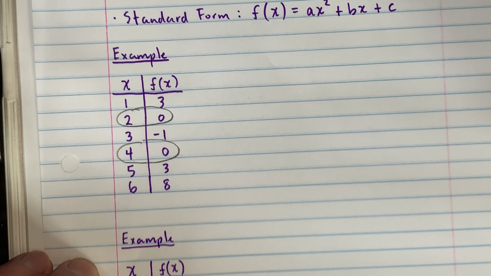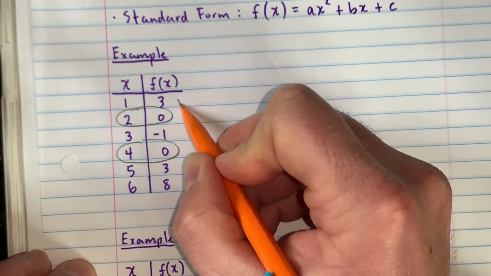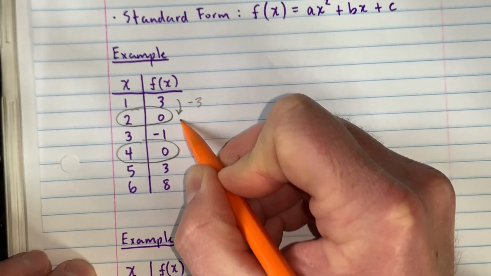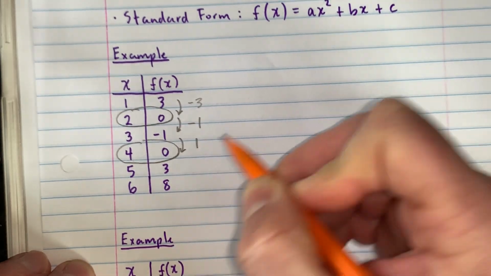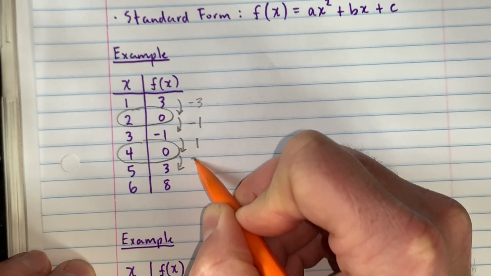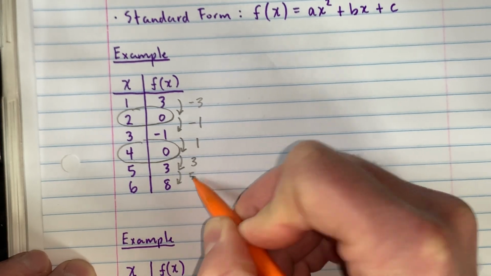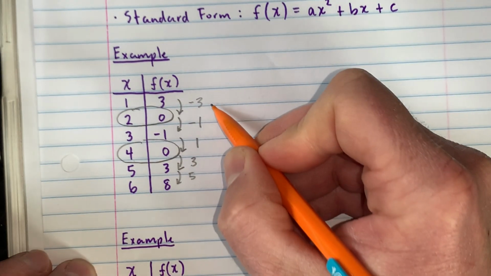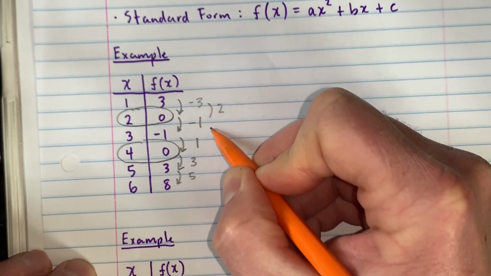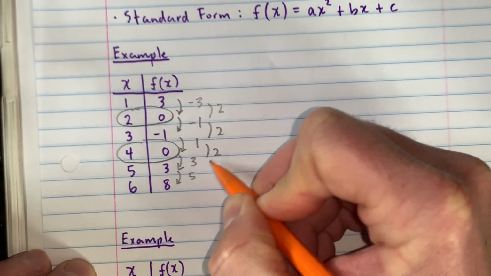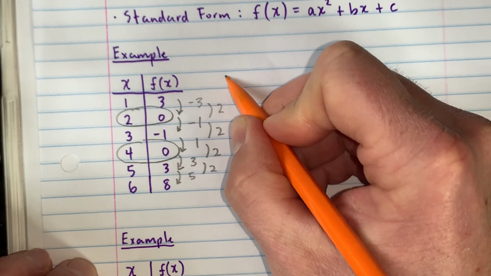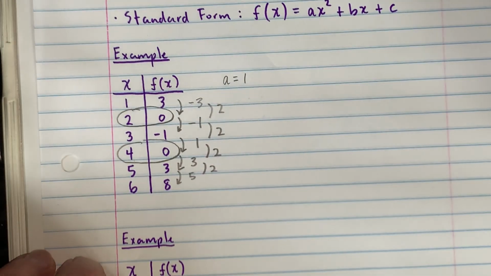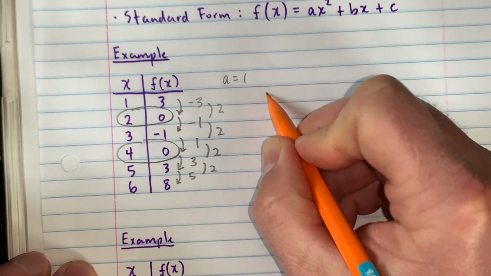So that's the first piece of information we need to write in factored form. And then the second would be the a value. So we're going to go ahead and get that change. This is going down 3, down 1. It's going back up 1, going up 3, and going up 5. So it appears that our second change is doing what? It looks like it's going up by 2 each time. All right, so if our second change is 2, then we know our a value is half of that, which is 1.